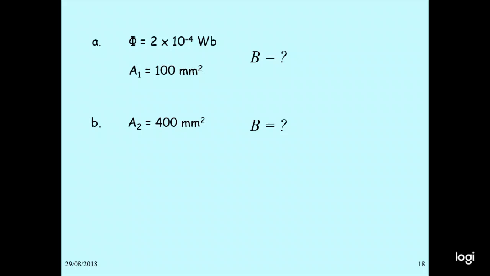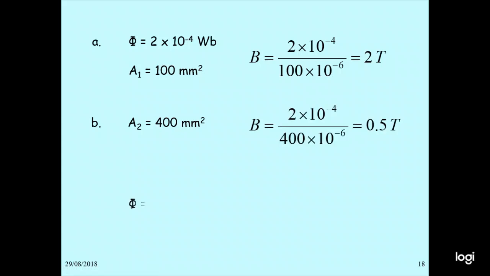So phi equals 2 into 10 power minus 4 Weber. A1 is 100 millimeter square, and we have to calculate the flux density B. Also A2 is 400 millimeter square, and we need to calculate the flux density B. B equals 2 into 10 power minus 4 divided by 100 into 10 power minus 6. You get 2 Tesla. Similarly, for 400 millimeter square, 2 into 10 power minus 4 divided by 400 into 10 power minus 6 gives 0.5 Tesla. Another example: phi equals 18 micro Weber.